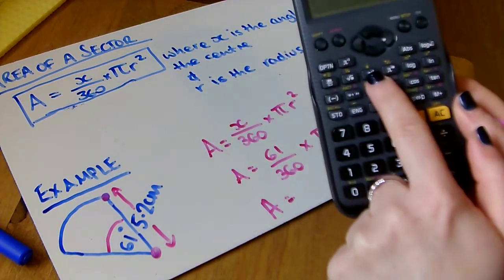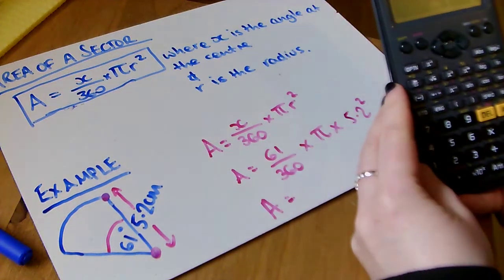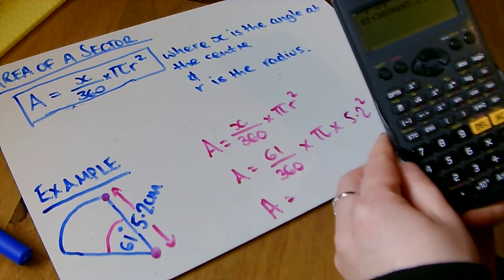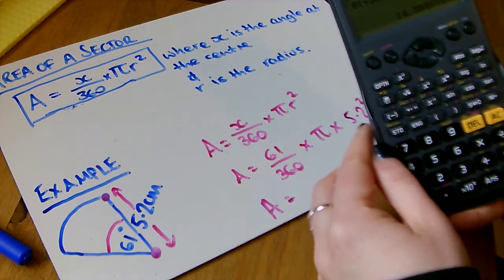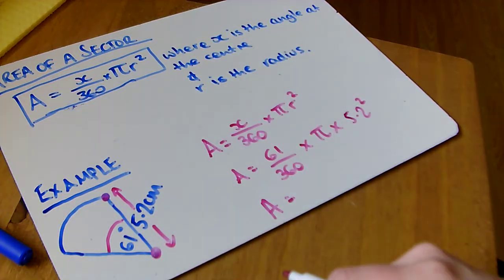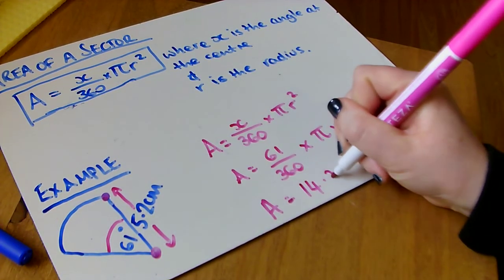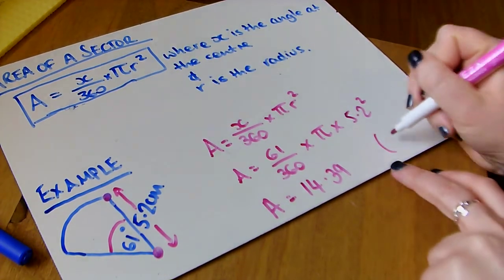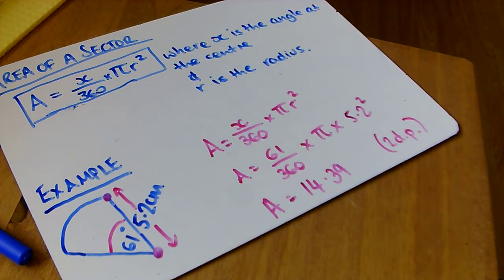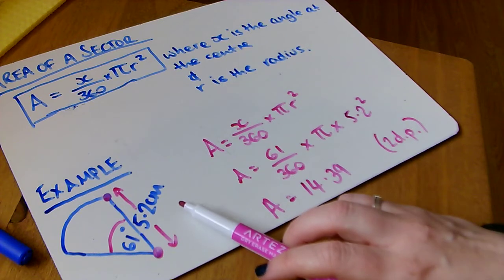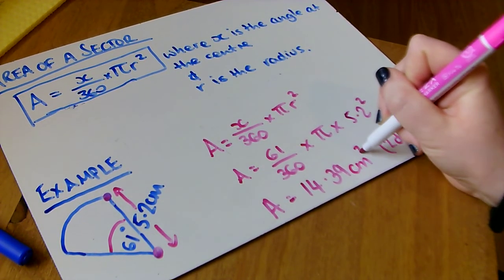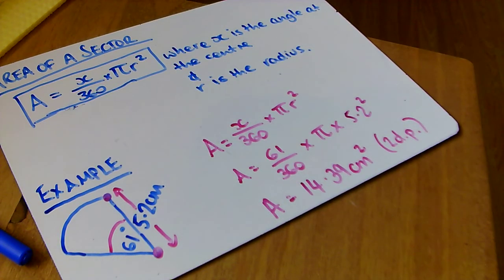Make sure you're using the squared button here. It's always useful. Obviously, if you want to use the fraction button as well, I've just used a division, but that's fine too. Okay, so we're getting 14.39 to 2 decimal places. We want to write that it's 2 decimal places because we've not been asked in the question. And our units we need, so we've been working in centimetres, so our answer is in square centimetres. Okay.